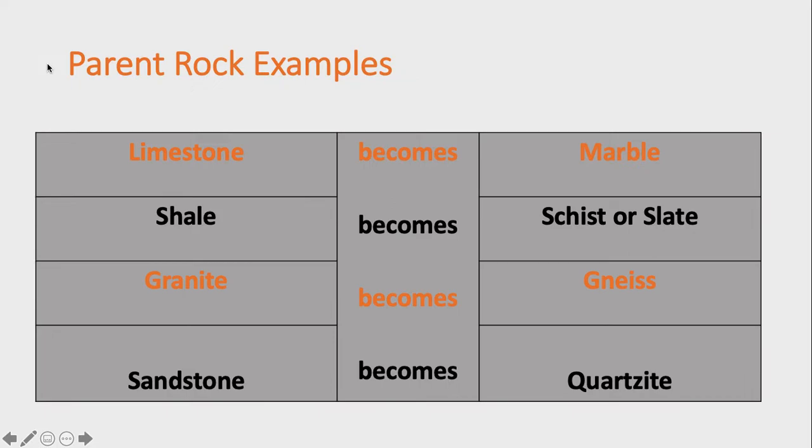So here's some examples of parent rocks and daughter rocks. When limestone is exposed to metamorphism, it becomes marble. When shale is exposed to heat and pressure, it becomes schist or slate. Granite becomes gneiss, as we discussed before, and sandstone becomes quartzite.